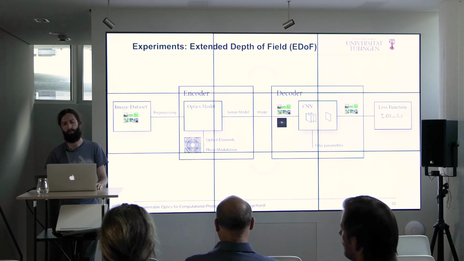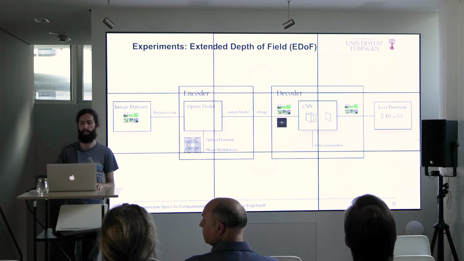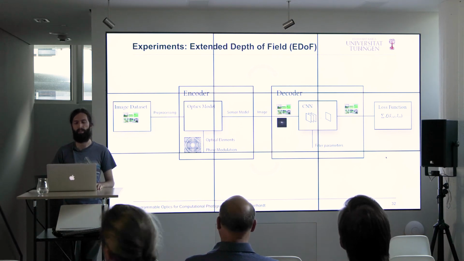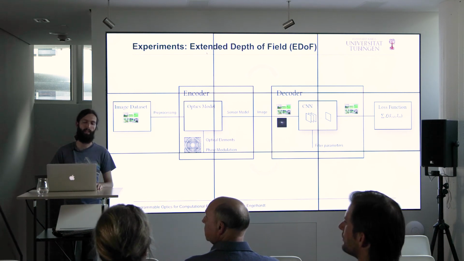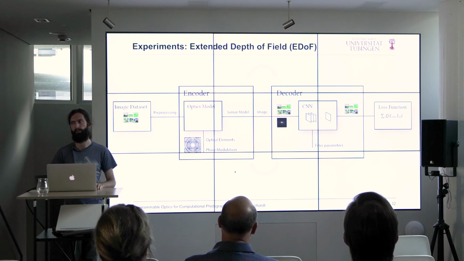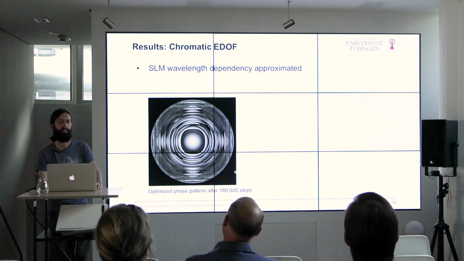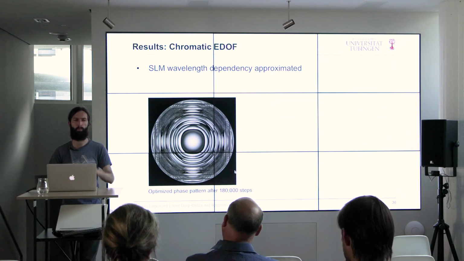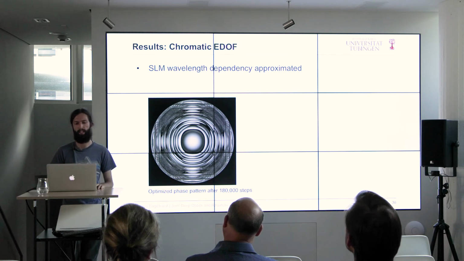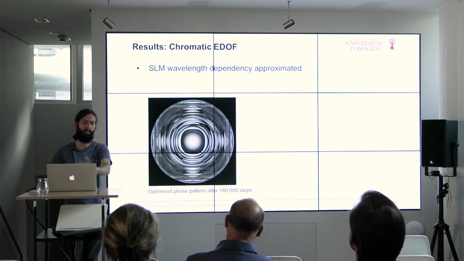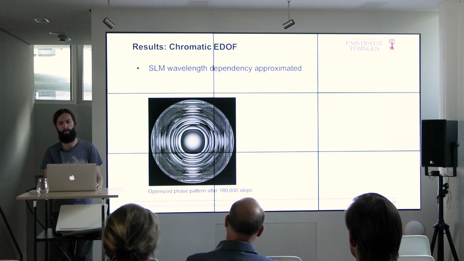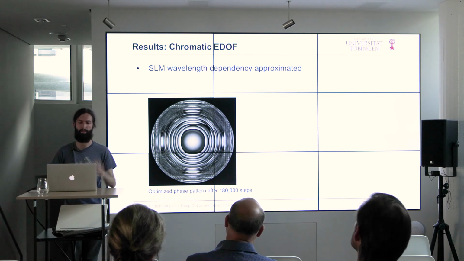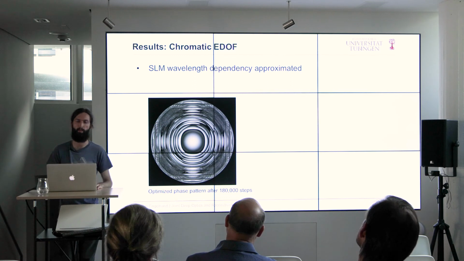And then, given some loss function or some criterion for our application, we can actually optimize both the reconstruction process as well as the pattern itself. And from that, we got out something that looks a bit like this, similar to the one that I showed on the first slide. This is basically a phase pattern for a chromatic extended depth of field. We here approximated the wavelength dependency of the SLM, but it doesn't really matter too much.